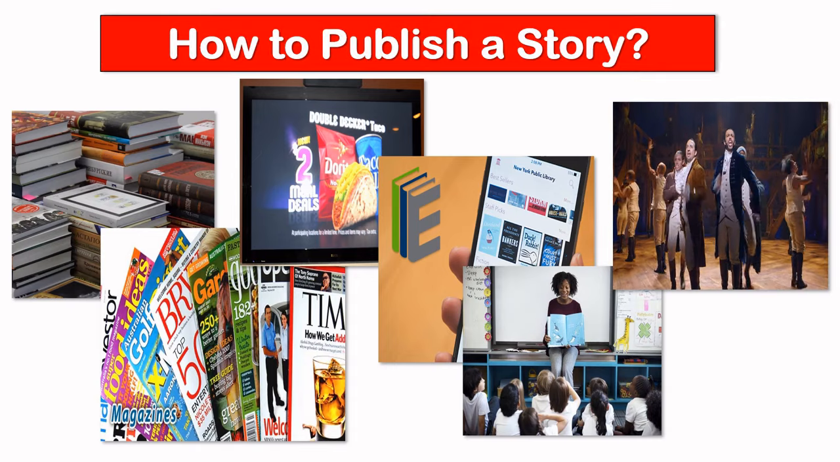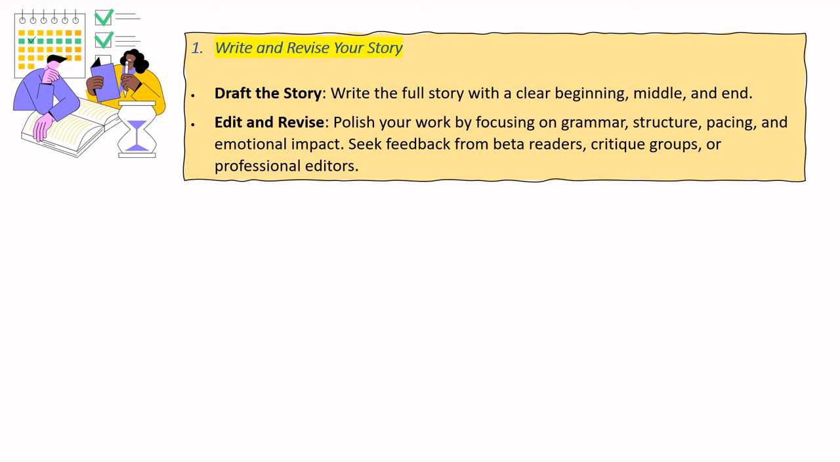How to publish a story. Number 1. Write and revise your story. Draft the story. Write the full story with a clear beginning, middle, and end. Edit and revise. Polish your work by focusing on grammar, structure, pacing, and emotional impact. Seek feedback from beta readers, critique groups, or professional editors.